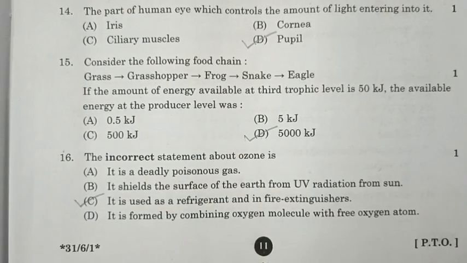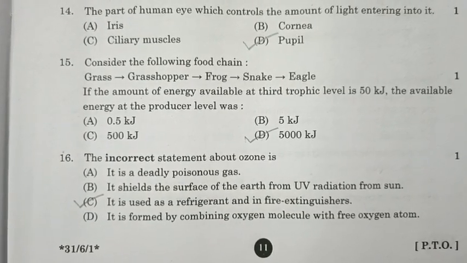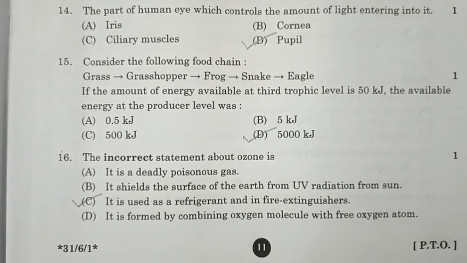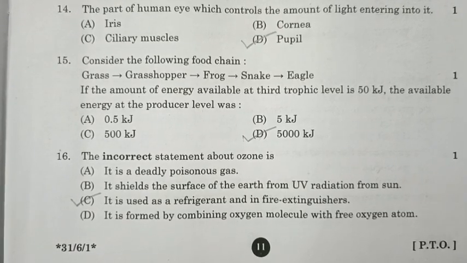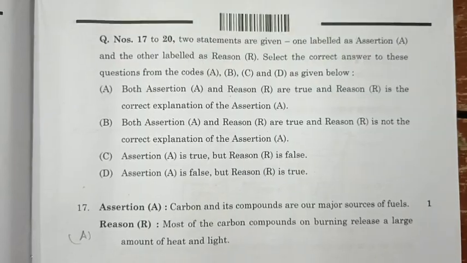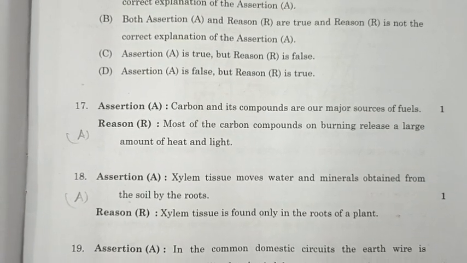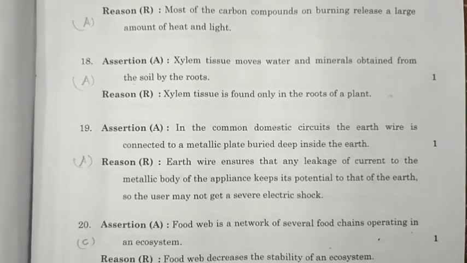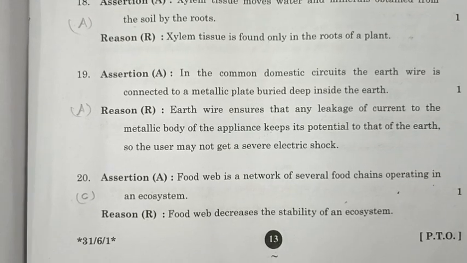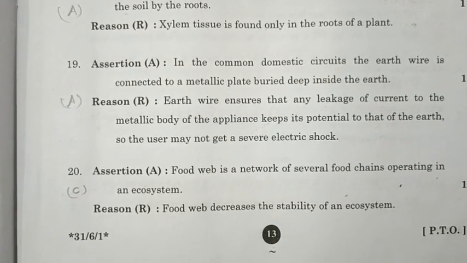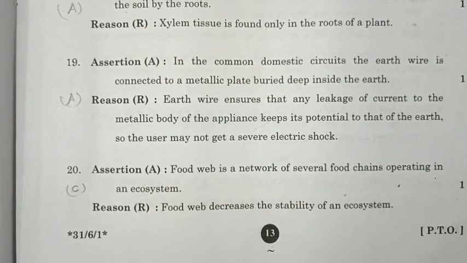Question number 16. Option number C is incorrect, as CFC is used as refrigerant and in fire extinguishers, not the ozone. So we now have questions number 17 to 20 as the reason-assertion type. Question number 17, option A is correct. 18, A is correct. 19, A is correct. And question number 20, C is correct. Food web decreases the stability of an ecosystem. This is the wrong statement.